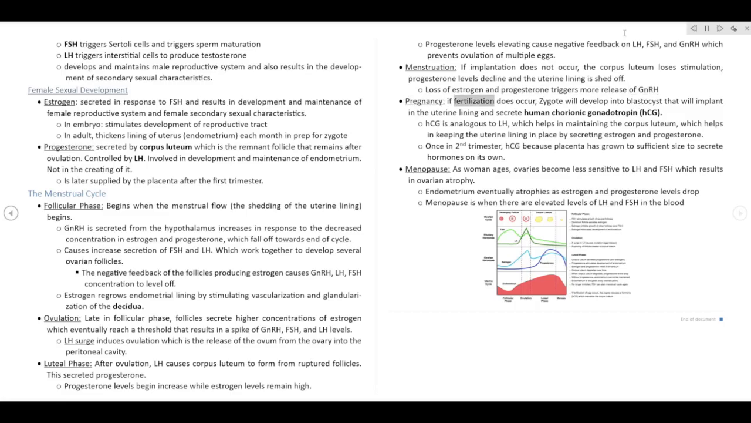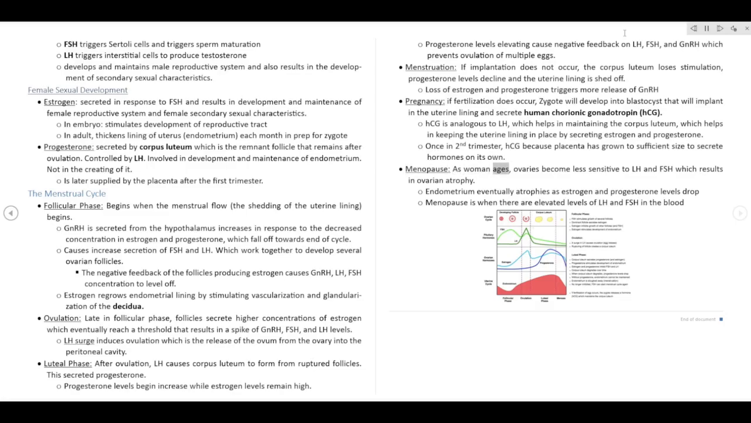Pregnancy: if fertilization does occur, the zygote will develop into a blastocyst that will implant in the uterine lining and secrete human chorionic gonadotropin, HCG. HCG is analogous to LH, which helps in maintaining the corpus luteum, which helps in keeping the uterine lining in place by secreting estrogen and progesterone. Once in the second trimester, HCG declines, because the placenta has grown to sufficient size to secrete hormones on its own.